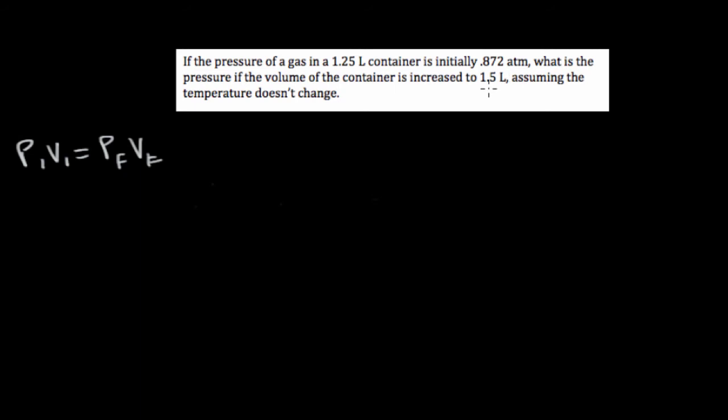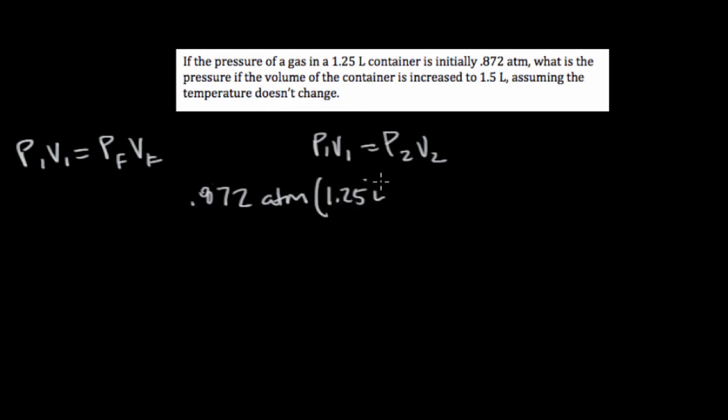And we know that if this is a closed container, the number of particles isn't going to change, so our moles are also constant. And so let's use this idea that P1V1 is equal to P2V2. And our initial pressure is 0.872 atmospheres, and our initial volume is 1.25 liters. And we're looking for the final pressure when the final volume is 1.5 liters.